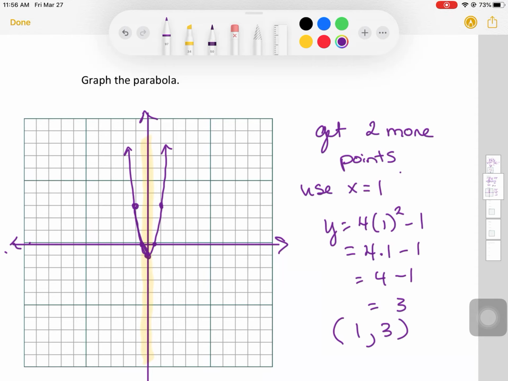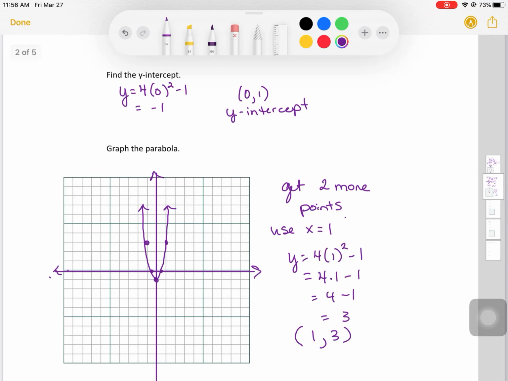Here we go. A little bit messy there. Let's fix the parabola a little bit. I tend to draw the curve starting at the vertex and then going up one side and up the other side, or down, vice versa, however it is. But that gives us our picture.